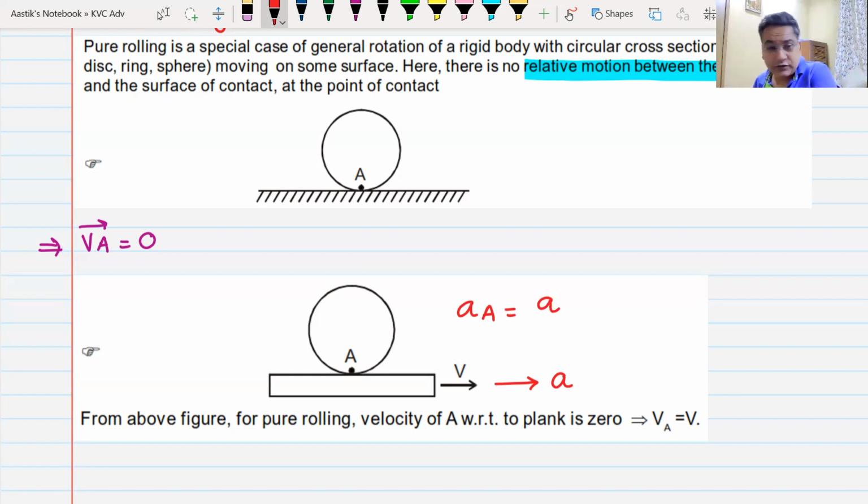Now, with respect to ground, if I draw some diagrams, if this is rotating with an angular velocity omega and this is moving with a velocity v, and the radius of this cylinder is r, we can find out a relation between v, omega and r. What will be the relation between v, omega and r for pure rolling?